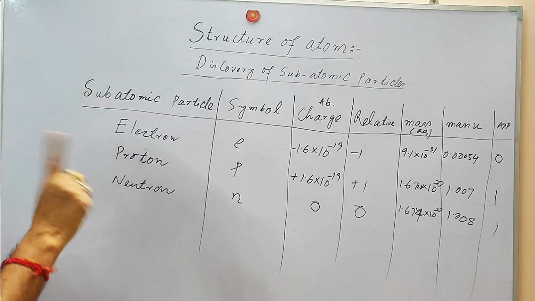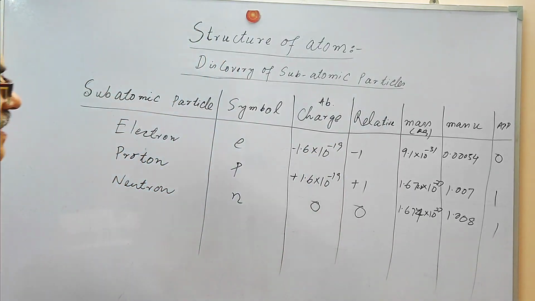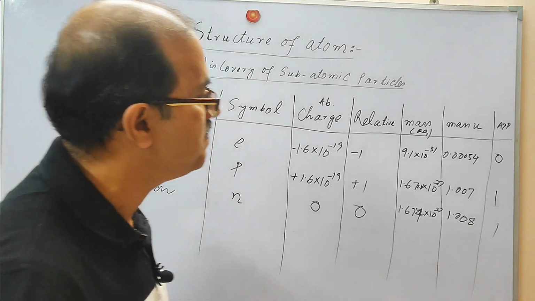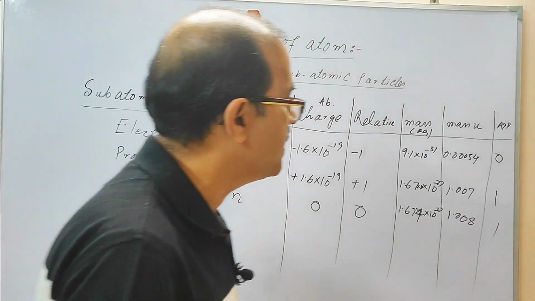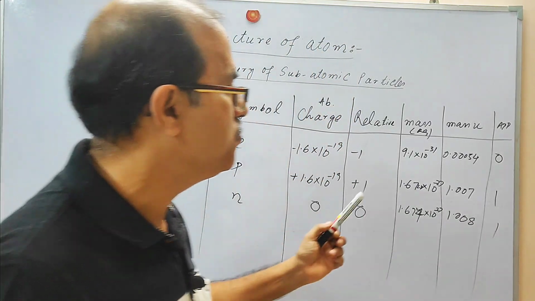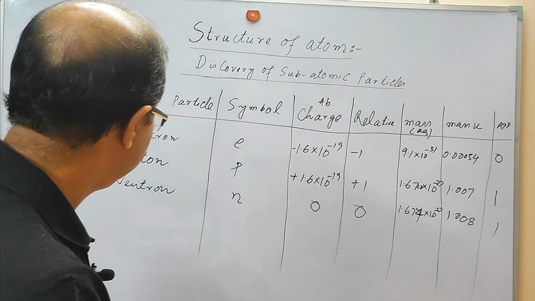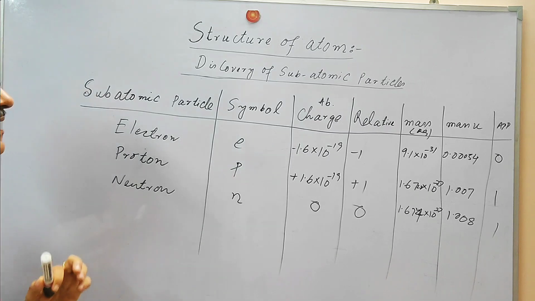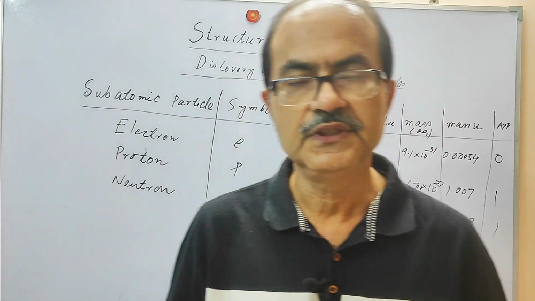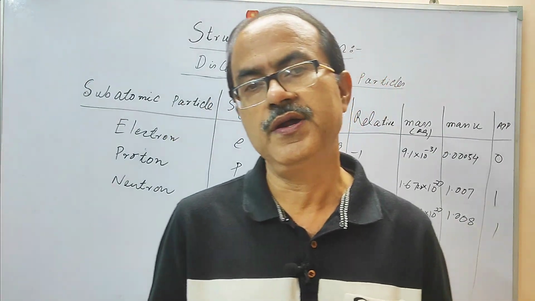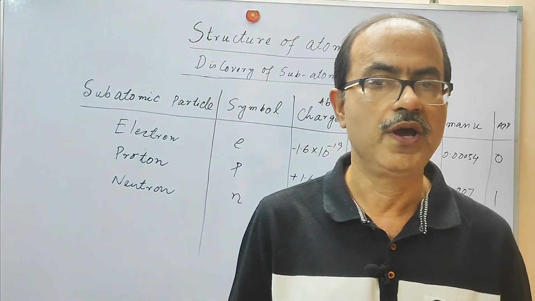So the electron symbol is e, its absolute charge is minus 1.6 into 10 to the power minus 19, its relative charge is minus 1, its mass is 9.1 into 10 to the power minus 31 kilogram, and its unified mass is 0.00054, and here the proton is like this and the neutron is like this. So that is all for the discovery of the subatomic particles. Now we understand how the other particles were discovered, that is, the proton and neutron.